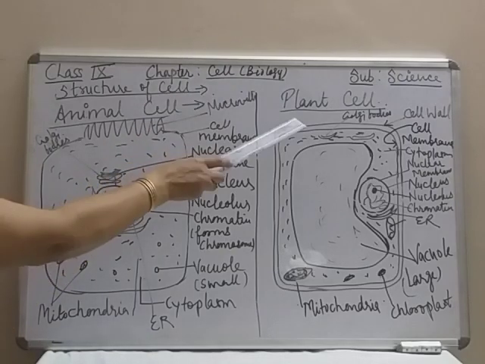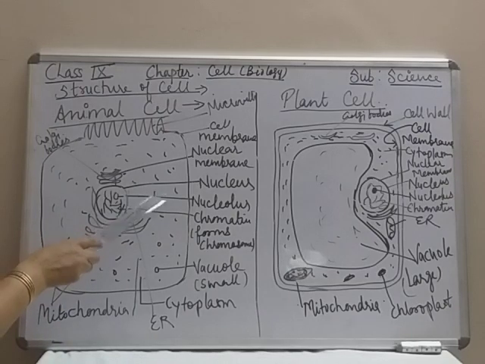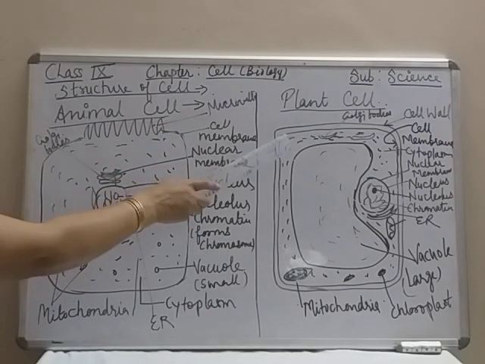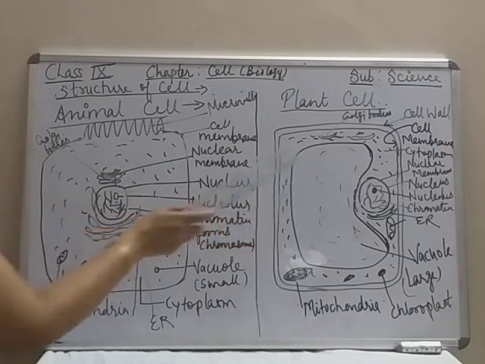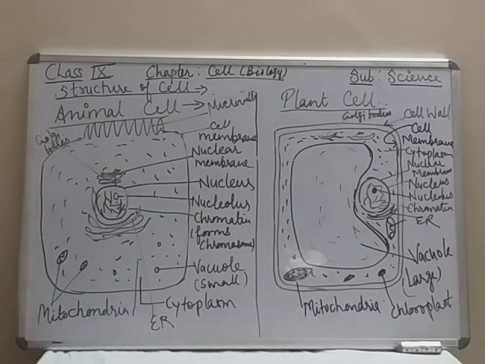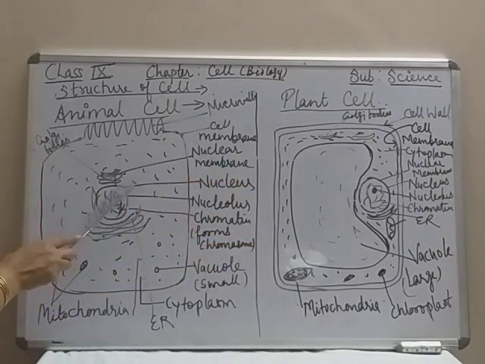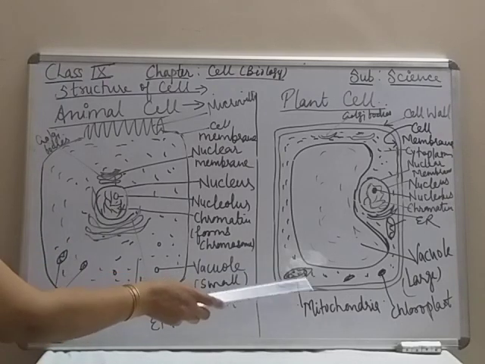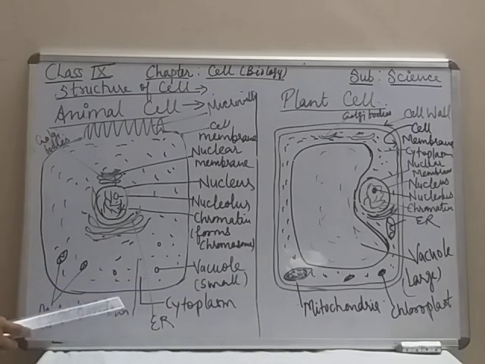Animal cell and plant cell have cytoplasm. Cytoplasm is a jelly-like substance present in both the cells, plant cell and animal cell. Plant cell and animal cell have a nucleus. In both the cells, nucleus is present, and plant cell and animal cell have a nuclear membrane. Nuclear membrane is the membrane surrounding the nucleus. Plant cell and animal cell have mitochondria. In both the cells, animal cell and plant cell, mitochondria is present.